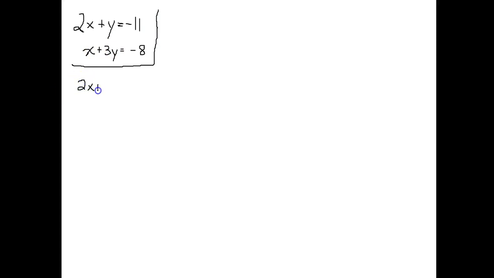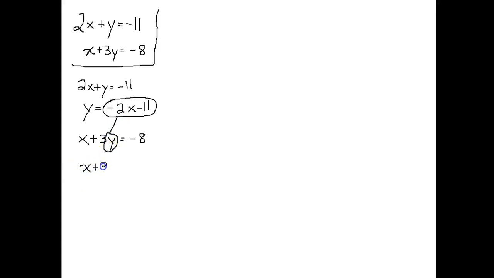All right, I'm going to take 2x plus y equals negative 11, and I'm going to solve for y by subtracting 2x from both sides. And now I have an expression for y: negative 2x minus 11. So then I can take x plus 3y equals negative 8 and make a substitution for y. I can plug this negative 2x minus 11 into this equation for y. Everything else in this equation stays the same. Just in place of y, I'm going to put parentheses, negative 2x minus 11. And that's my substitution.